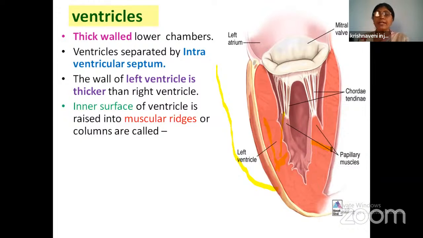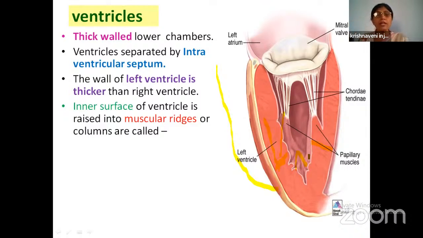Inner surface of ventricle, this is the inner surface. Inner surface of ventricle is raised into muscular ridges. These are the muscular ridges. Ridges means what we call elevations. Yes, ridges and grooves. On the brain also we can say ridges and grooves.